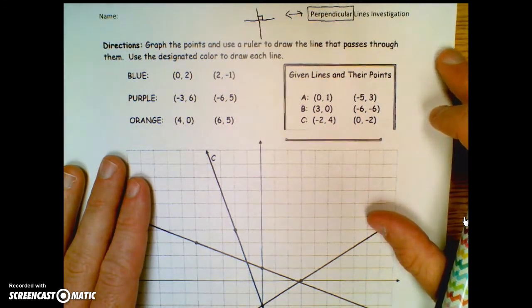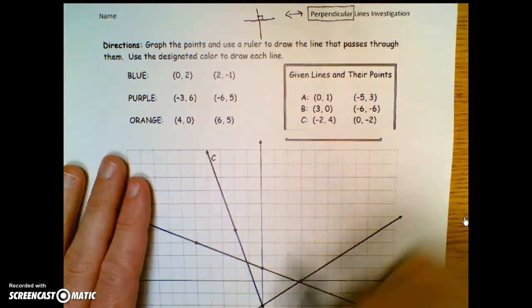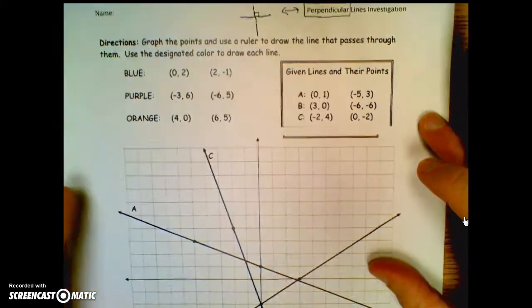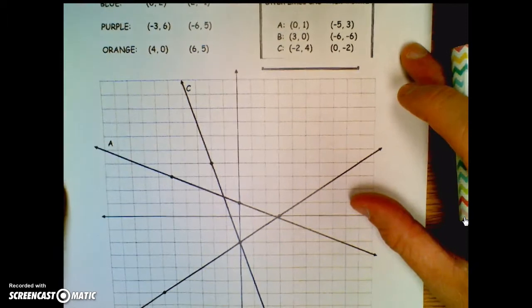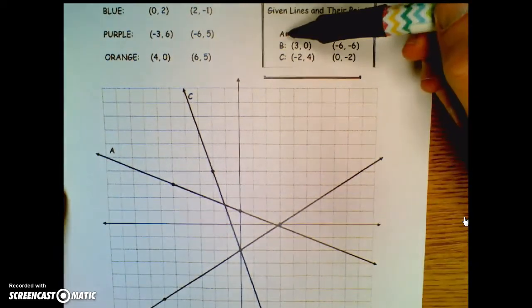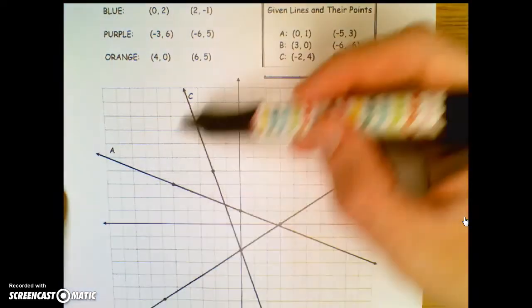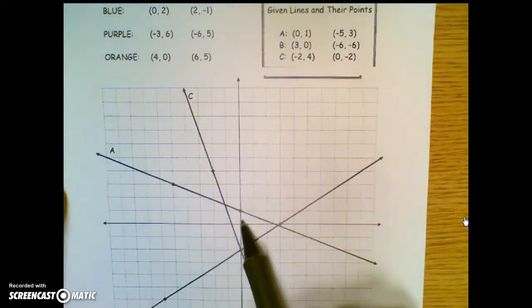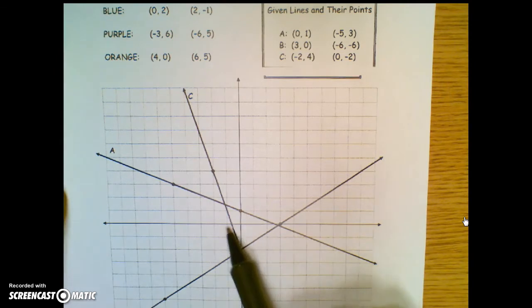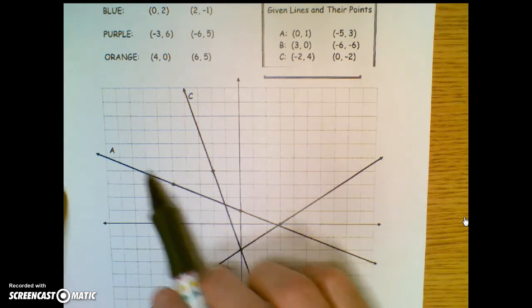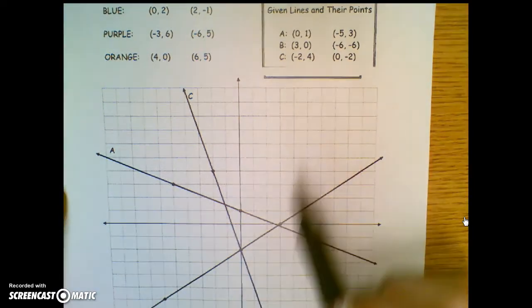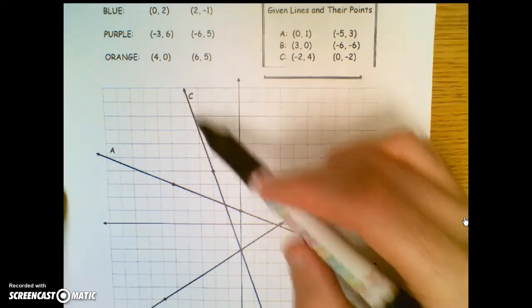So we're going to do a very similar activity. We're going to plot some lines and compare some slopes between some different colored lines and the lines that are given. So just like with the parallel lines, we're given some lines, line A, line B, and line C, and they already have their points listed. So on line A, I have 0, 1, and then -5, 3. This is line A. Same thing for line B. These points are on line B, and then these points are on line C.